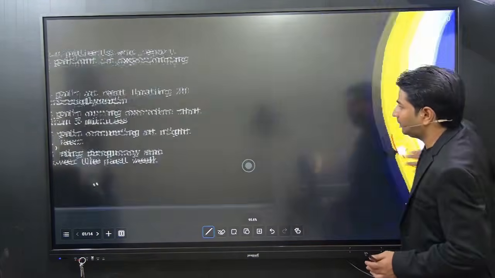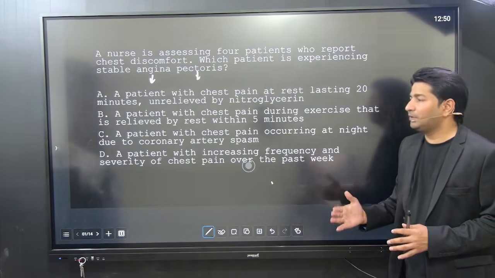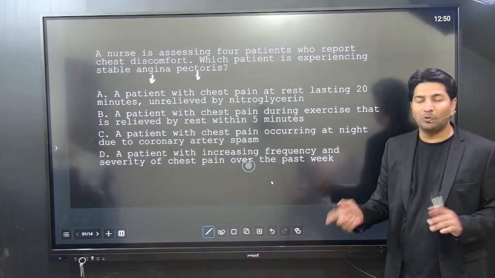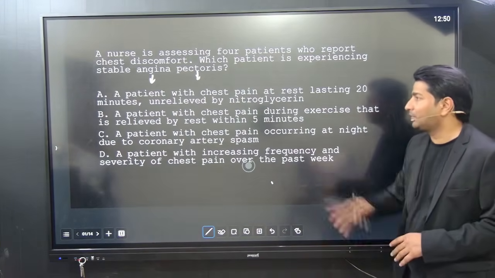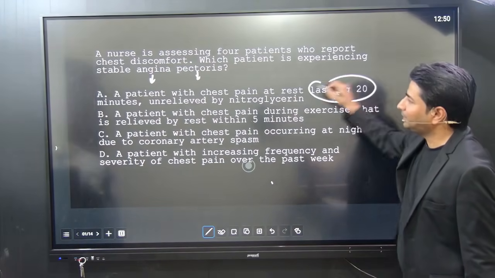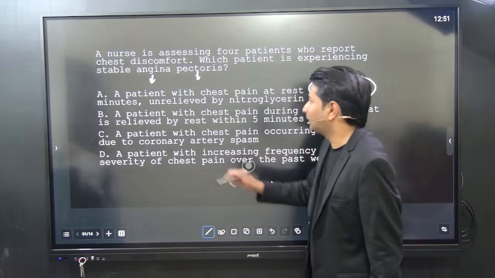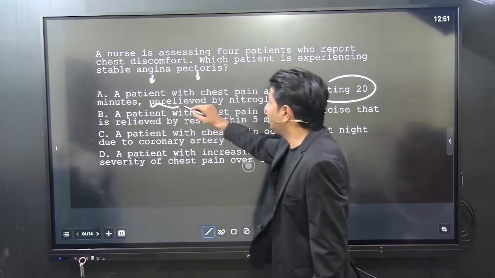So now let's see what our options are saying. We have to look for the stable one, which is predictable. We know that these specific things will cause pain, or these specific things will reduce the pain. A patient with chest pain at rest lasting 20 minutes. 20 minutes, that means it's a very long time, whereas angina pain lasts for a short time. That is unrelieved by nitroglycerin.